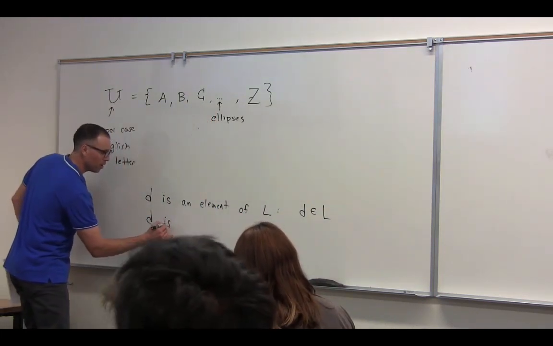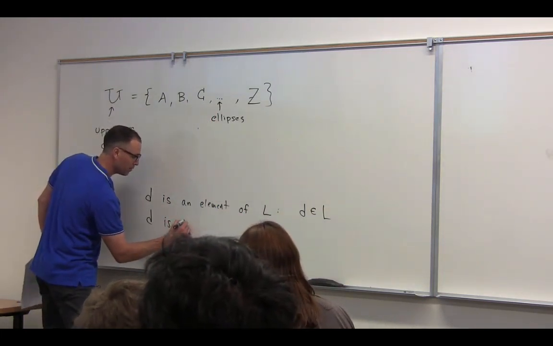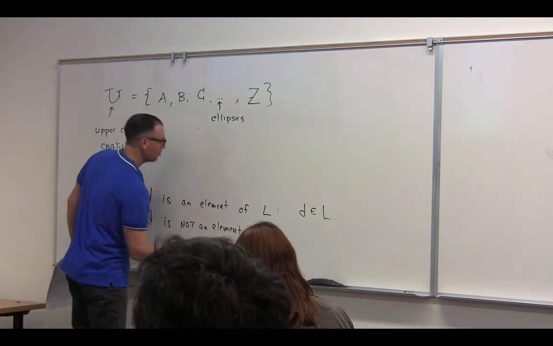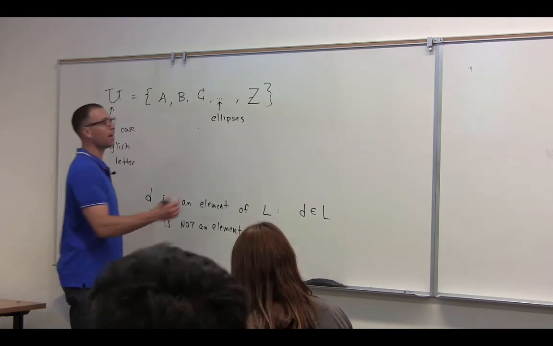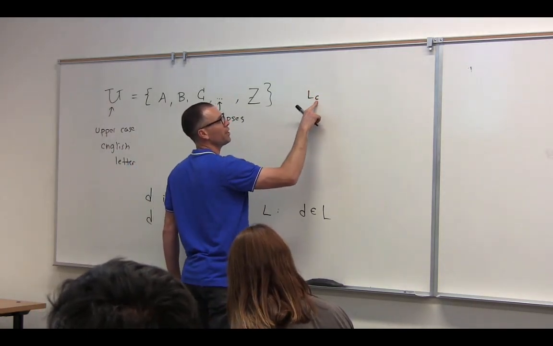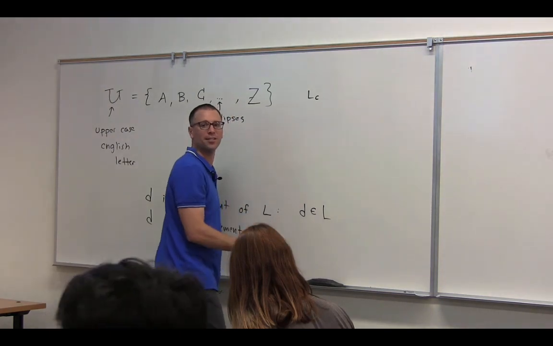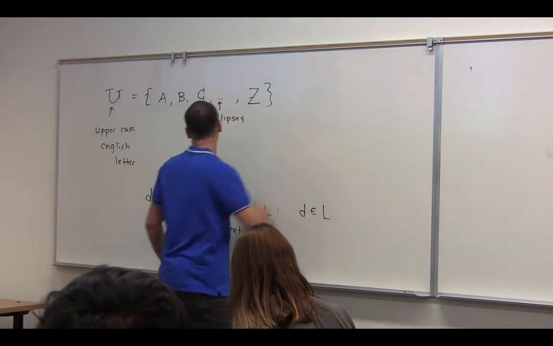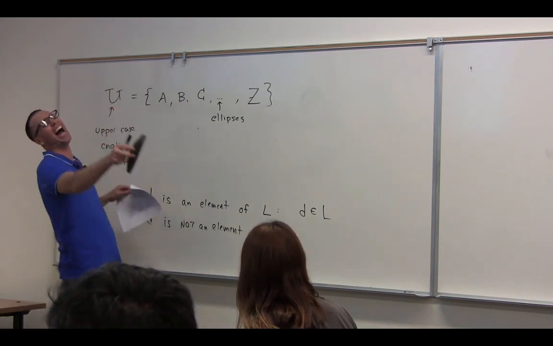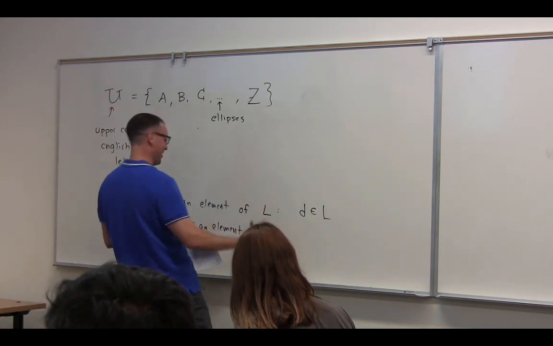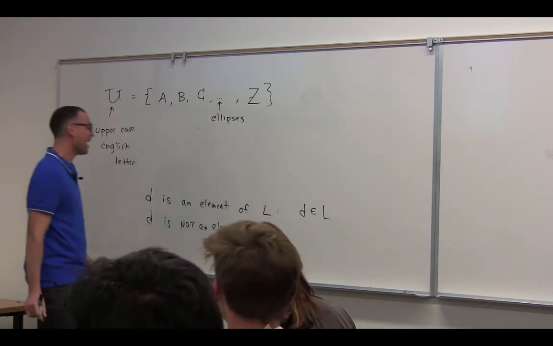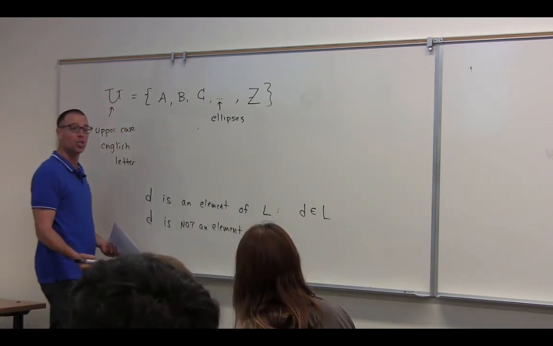Which set is it not an element of? Every other set. Really? Yeah, because I could define a set L sub C, which is the lowercase English consonants, and I'm pretty sure that that element is in that. Try again. U. That's a tautology, which is awesome. Yeah, it's not an element of U.